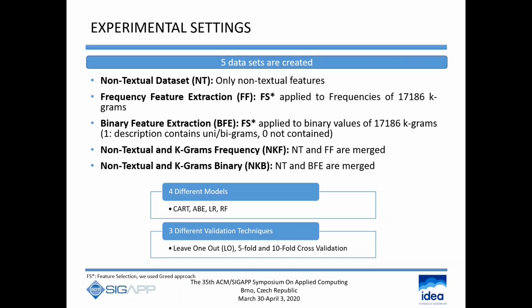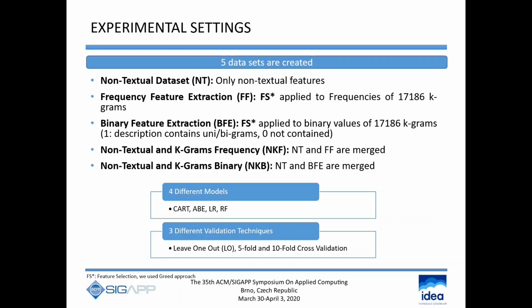Next one, binary feature extraction. Binary values indicate whether the related kgram occurred in the current description or not. For each customer request, we basically check whether kgrams occurred in the text or not. One shows the kgram is observed in the description, 0 means it is not observed. Also, we applied linear forward selection on this. For non-textual and kgrams frequency, we merged the non-textual features with frequency kgrams. NKB, non-textual and kgrams binary, indicates that the non-textual and binary kgrams data sets are merged.